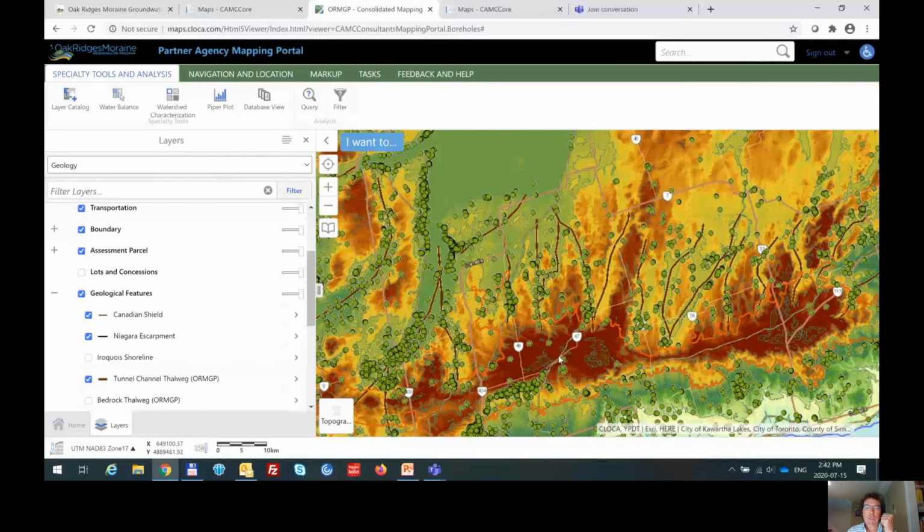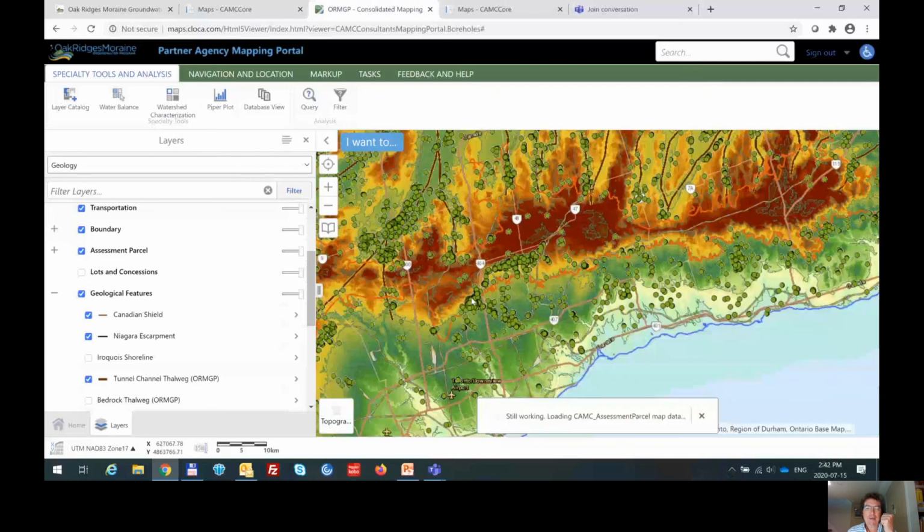Again, in the background is the DEM here. That's what the color is. So I can click on that and it'll tell me the elevation. But you can see congregation of flowing wells along the south slope of the Oak Ridges moraine. That's a big construction concern, as you don't have to dig very deep and you can run into problems there.